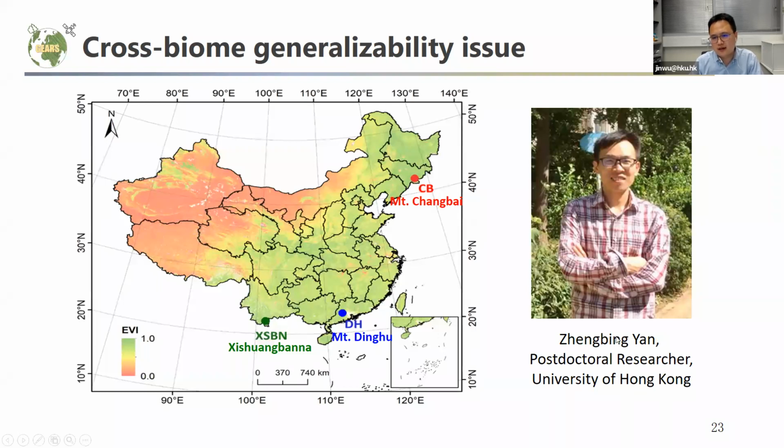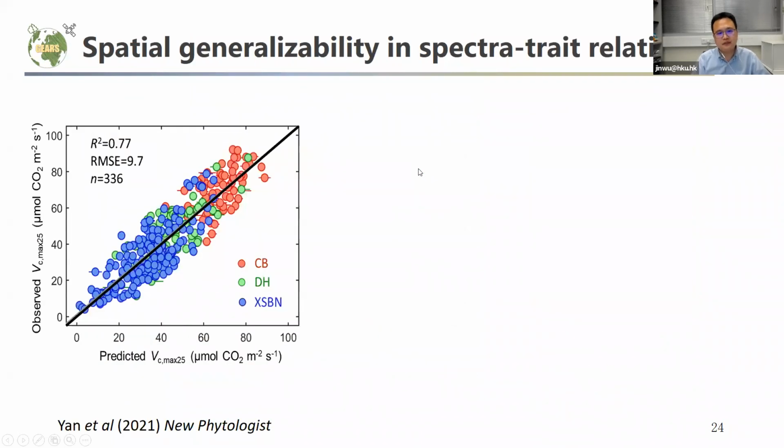My postdoc led a team of students, and we did an intensive field campaign across 3 different sites in mainland China, including Mount Changbai, a temperate deciduous forest, then Mount Dinghu, a subtropical evergreen forest, and then Xishuangbanna, a tropical rainforest. So we collected data across different biomes to see whether there is a cross-spatial generalizability issue or not. And here is the result.